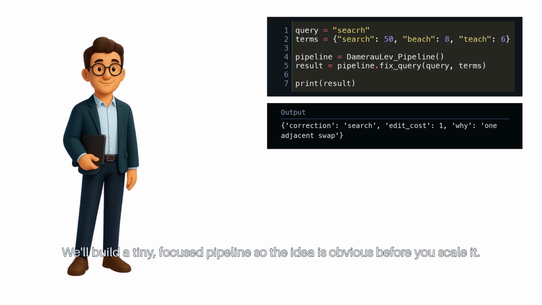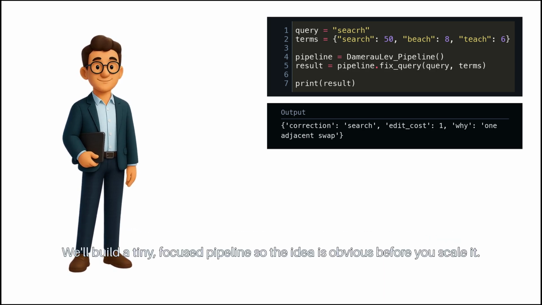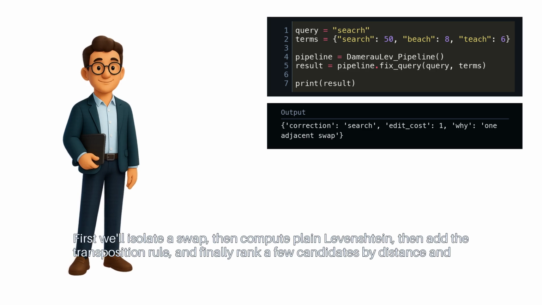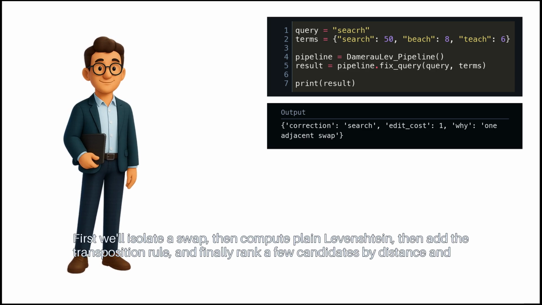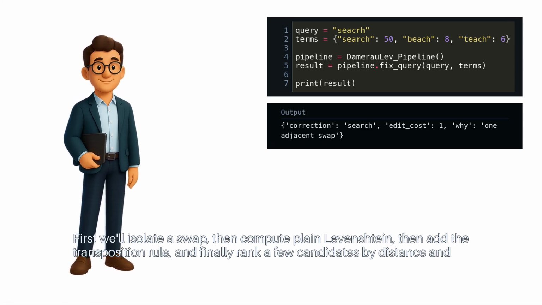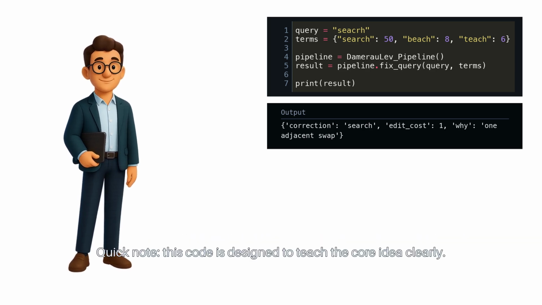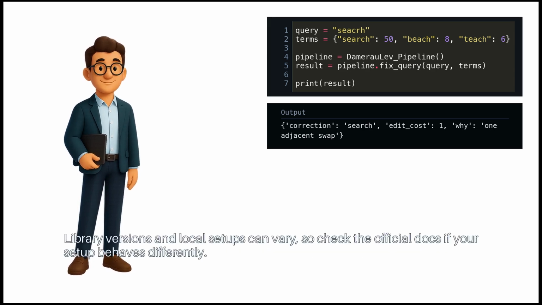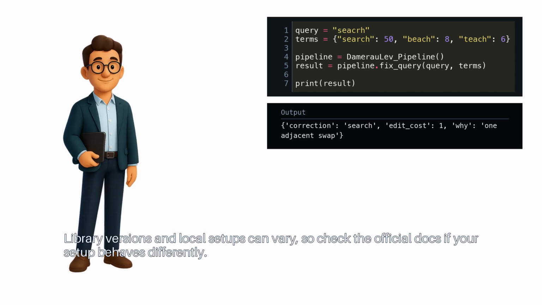We'll build a tiny, focused pipeline, so the idea is obvious before you scale it. First, we'll isolate a swap, then compute plain Levenshtein, then add the transposition rule, and finally rank a few candidates by distance and frequency. Quick note, this code is designed to teach the core idea clearly. Library versions and local setups can vary, so check the official docs if your setup behaves differently.